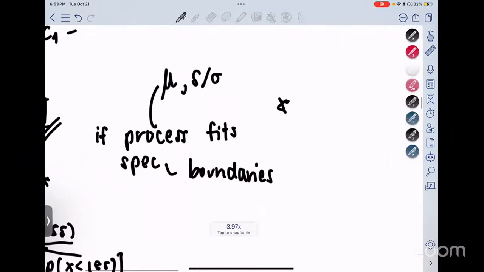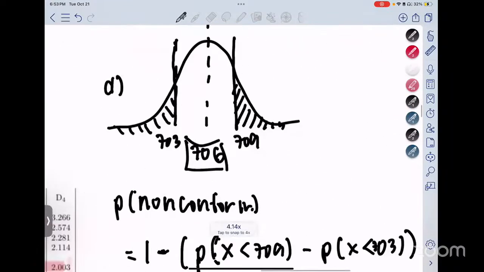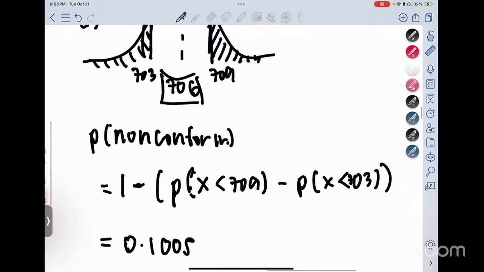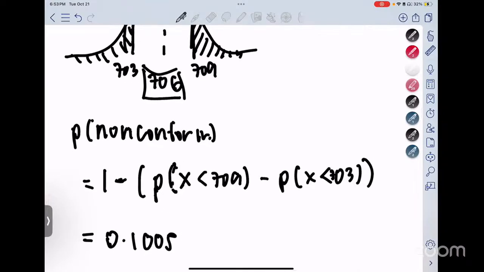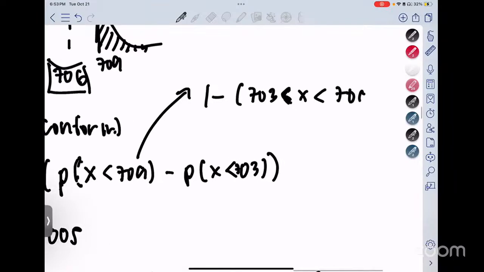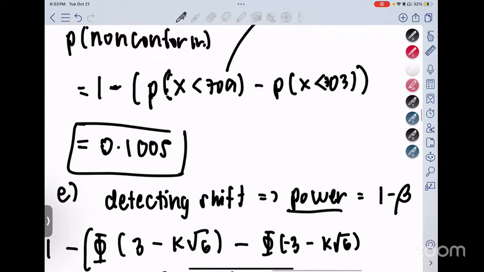And so essentially, kasi what you're checking is if the process fits the specification boundaries. So the process will dictate the mean, the boundaries will dictate the limits on the left and right. And so essentially what you're looking for is this. This can be also expressed as 1 minus the probability that 703 is less than x less than 709. Yeah. So then that gives you this probability.